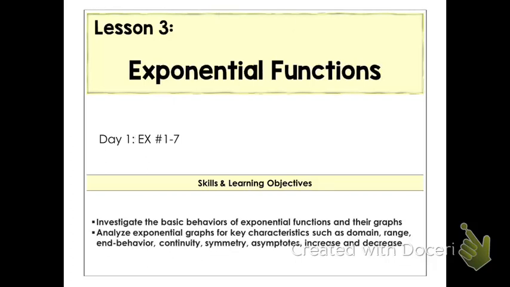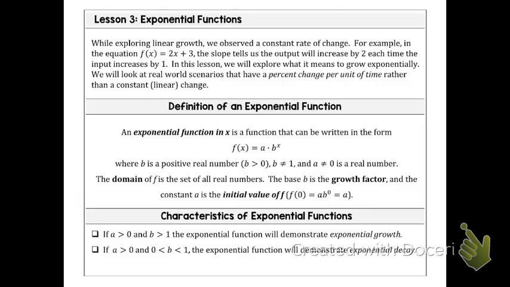Right, lesson 3.3 is exponential functions. And so our skills and learning objectives here, we're going to investigate the basic behaviors of exponential functions and their graphs, and we're going to analyze exponential graphs for key characteristics such as domain, range, end behavior, continuity, symmetry, asymptotes, increase, and decrease.